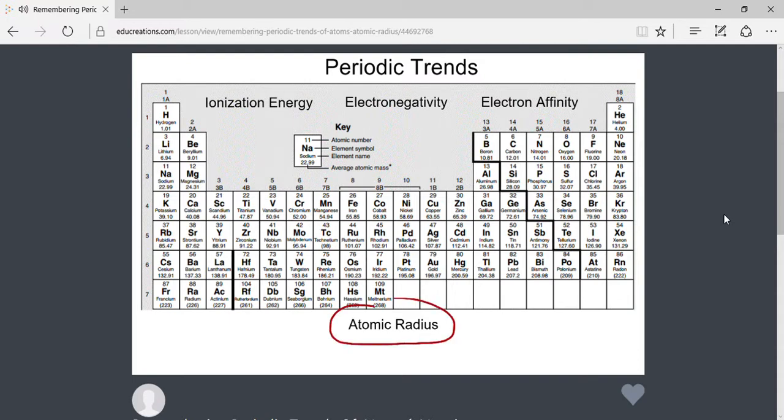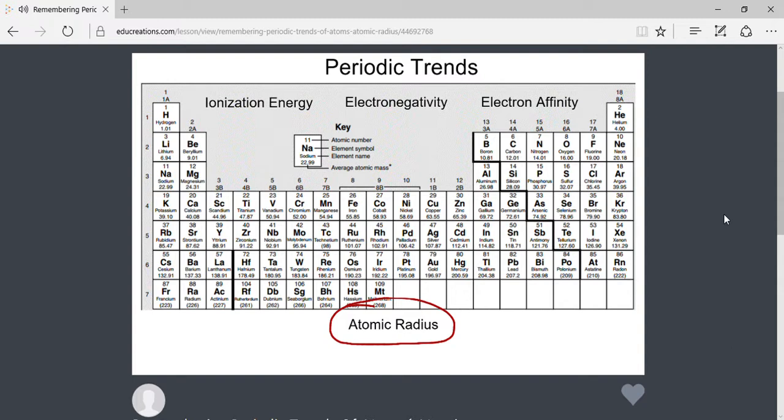Atomic radius might be thought of as the distance from the nucleus to the valence electrons in an atom. Atomic radius is affected by a few ideas. In a previous lesson, we looked at the ideas called nuclear charge and shielding. These two ideas affect the trends that we're looking at in this lesson. Again, what we're trying to do is develop a simple memory tool for remembering these trends in this lesson.